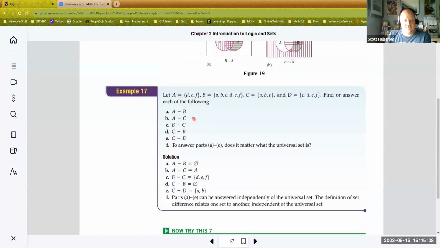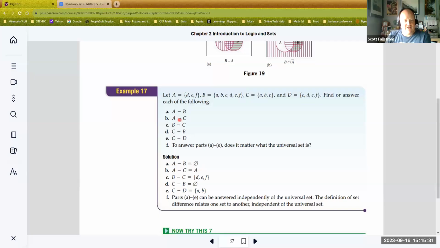Okay. So if you look at some basic questions here, A set difference B, take a look. A is D, E, F. B has A, B, C, D, E, F. If you take everything that's in B and you remove it from A, you've got nothing left. And the way we write nothing left in terms of elements would be the empty set.